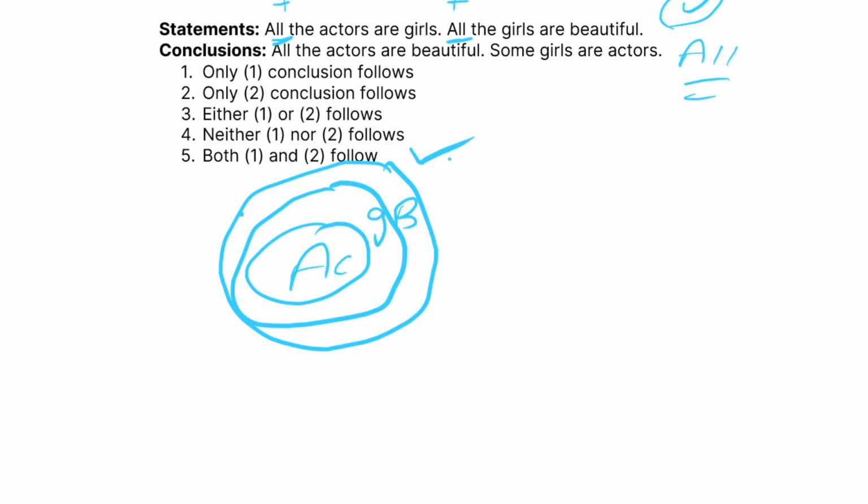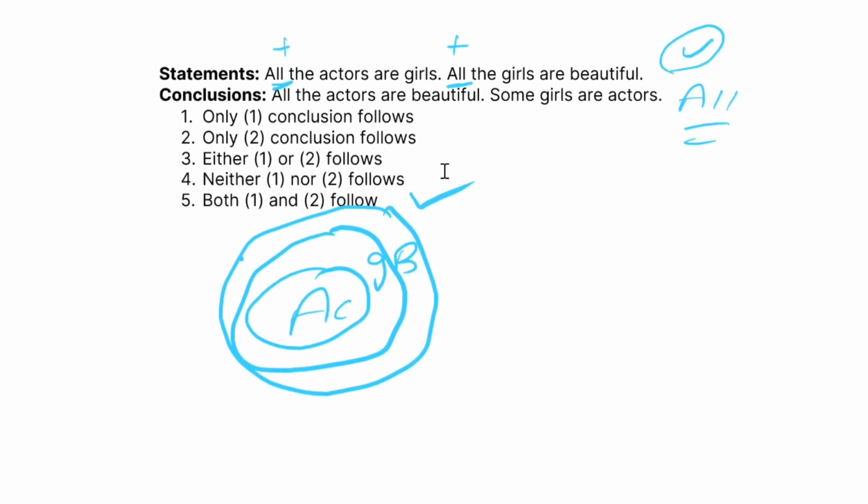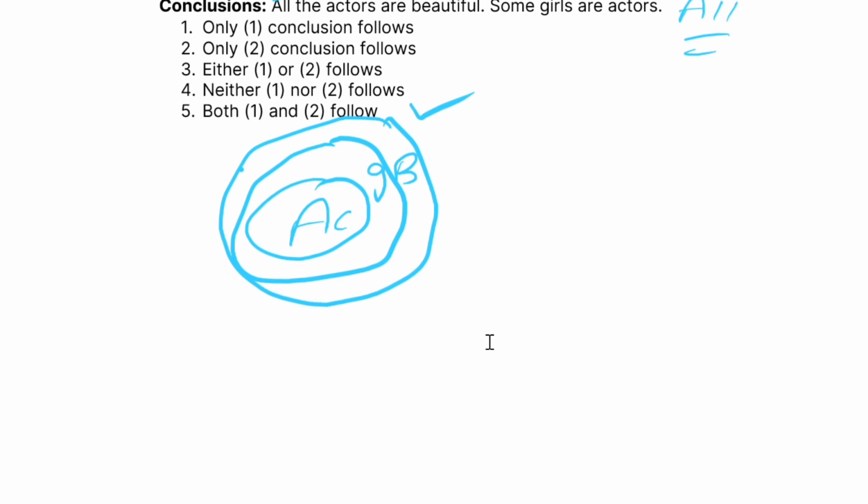So what I told you here is, if you have an all statement, all is a positive statement. If you have all in the conclusion, then about 90% of the time it follows that rule. All actors are girls, all girls are beautiful, so all actors are beautiful, definitely true. So all is a positive statement, and if the conclusion has all, it follows 90% of the times. Okay, so remember this trick.